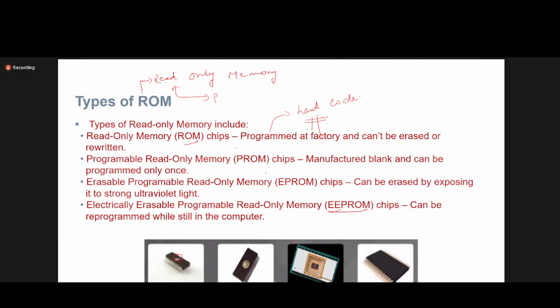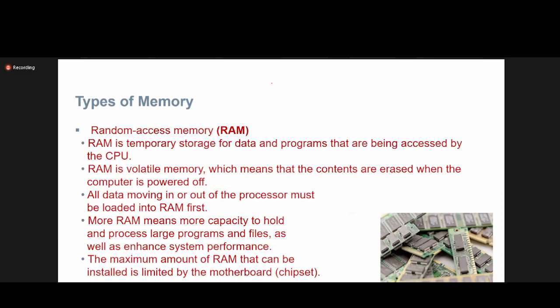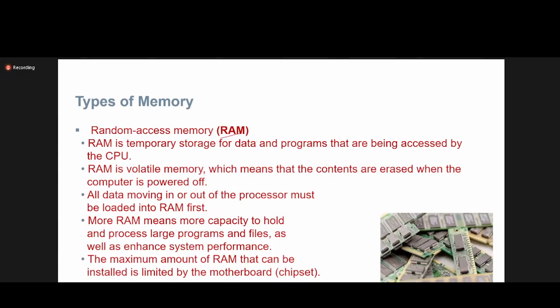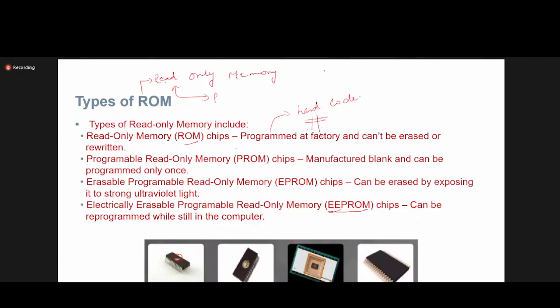So those are the ROM. Another type of memory is RAM, random access memory. Have you ever heard that term before? RAM. We have two main classes. One is the ROM, or read-only memory, and another is RAM, sorry, random access memory. Have you ever heard this term before?